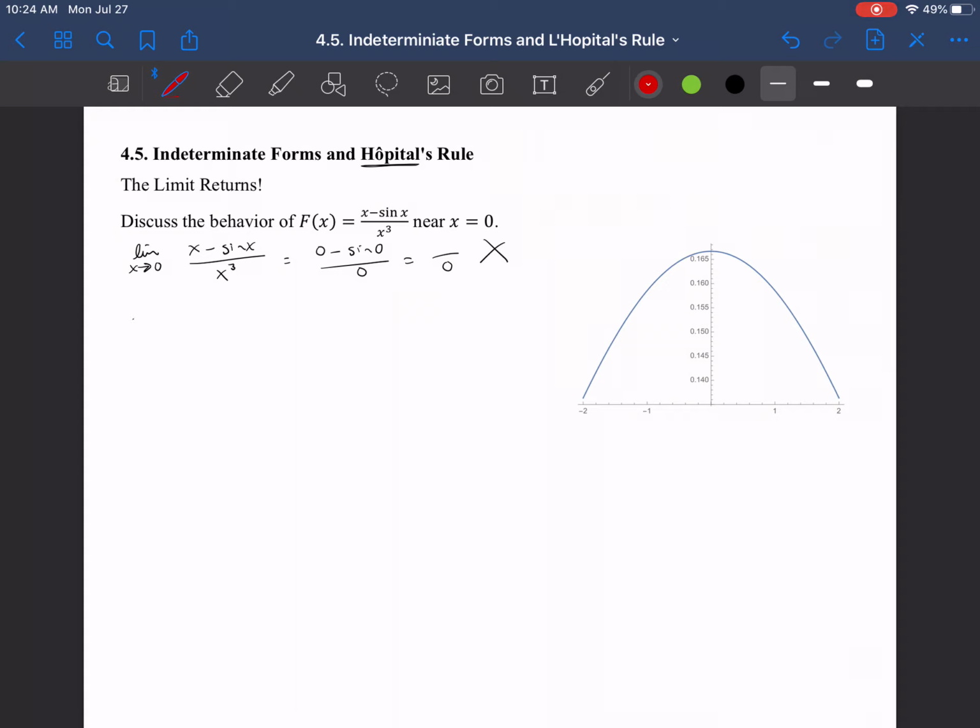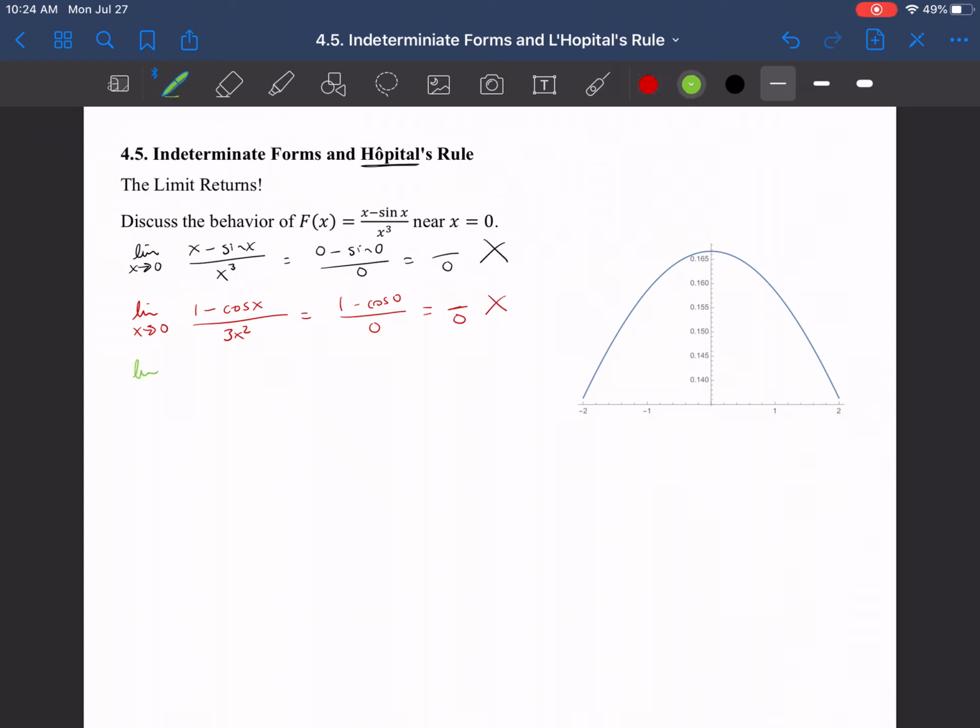Let's go ahead and take the derivative of both the top and the bottom, and I don't mean do the derivative of the entire function. We're not doing the quotient rule, we're just going to do the derivative of the top and the derivative of the bottom. So the derivative of x is 1, derivative of sine is cosine, and in the bottom, the derivative of x cubed is 3x squared. Now if we try taking the limit of that, we get 1 minus the cosine of 0 over 0. That's not good. We can't divide by 0, so that doesn't work.